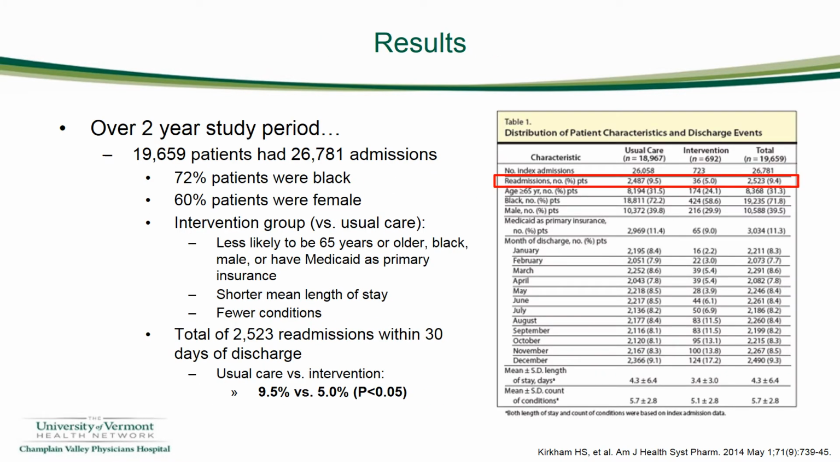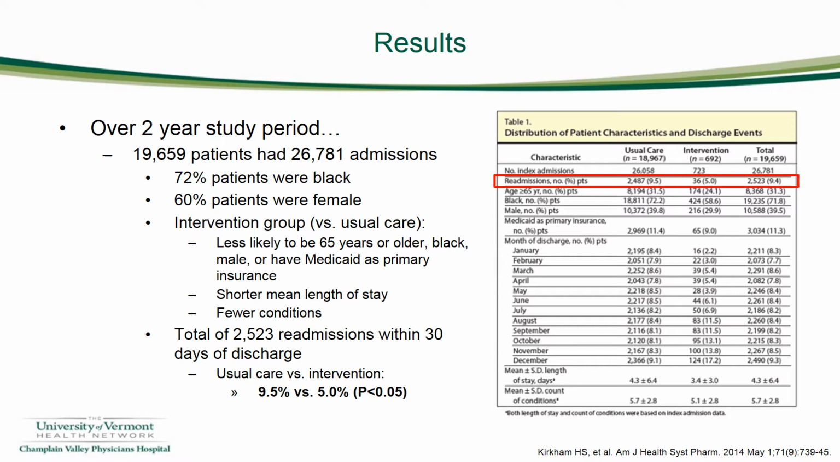As for the results, over that 2-year study period, there were almost 20,000 patients accounting for more than 25,000 admissions. 72% of the patients were Black, 60% were female. Looking specifically at the intervention group compared to the usual care group, these patients were less likely to be older, less likely to be Black or male, and also less likely to have Medicaid as their primary insurance. Compared to usual care, they had a shorter mean length of stay, and they also had fewer comorbid conditions.